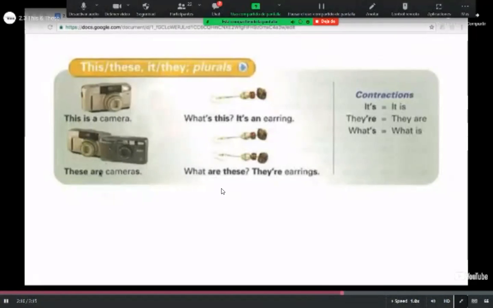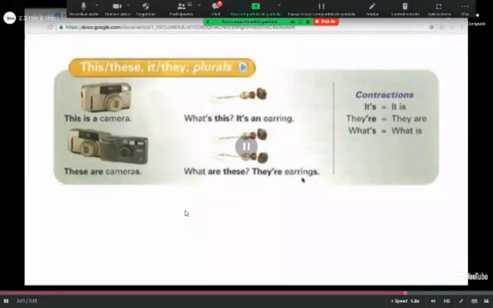Notice that the article A from the previous example disappears, because we're no longer talking about one object, but instead two or more. If we want to ask a question about two or more objects which are near to us, we will ask in the following way. What are these?